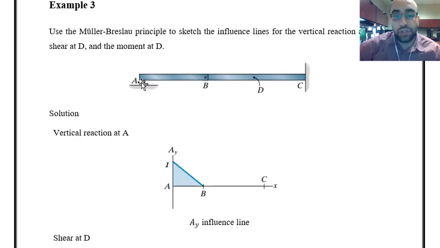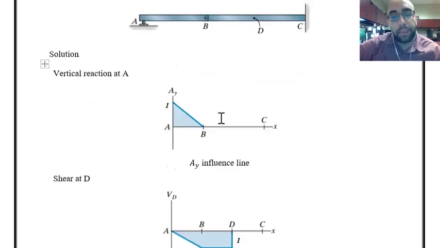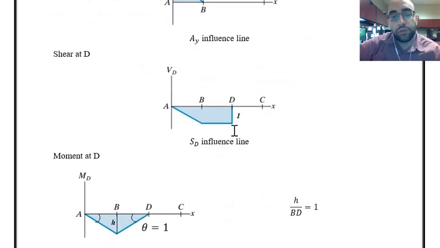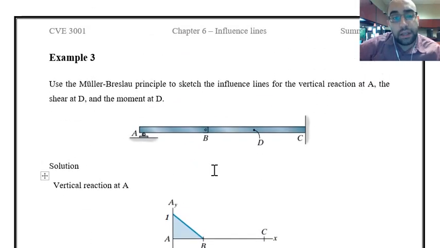It can experience rotation because it's a roller support, and if it was a hinge support, it could still experience rotation. But if it is fixed, it would not be able to experience any rotation. So that is the influence line for shear at D. Then the question is asking about the influence line for moment at D. For that, I have to consider a hinge because the rotational restriction is removed.